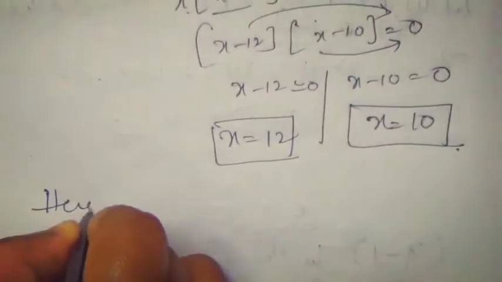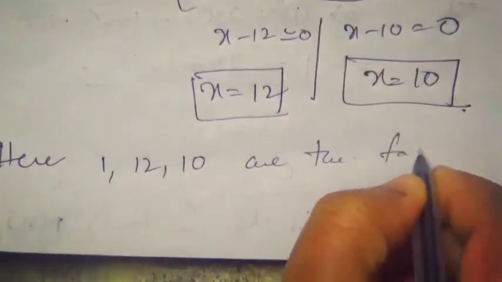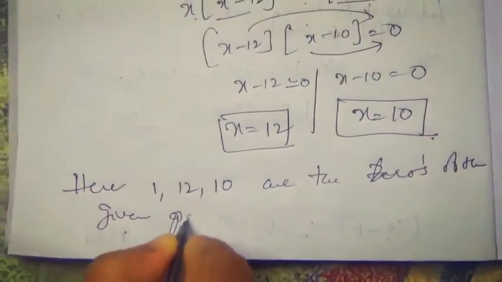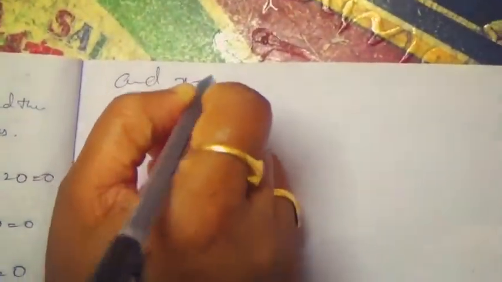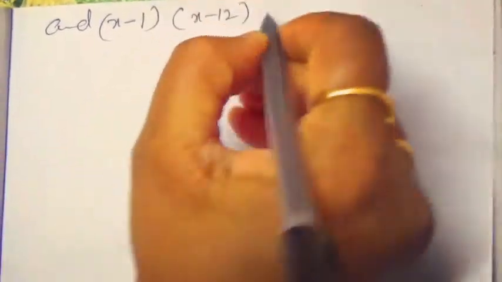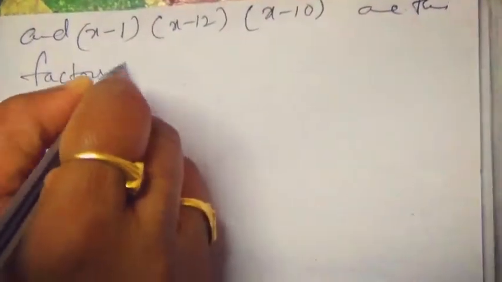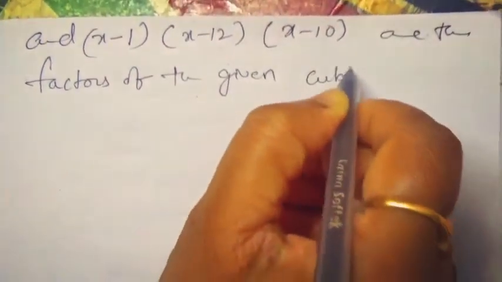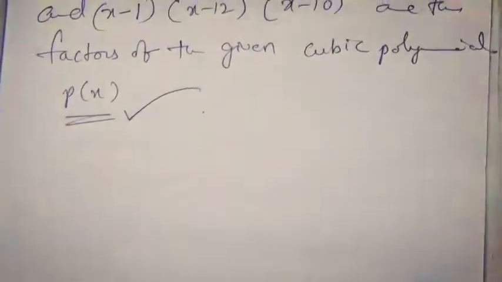So here 1, 12, 10 are the zeros of the given polynomial, and x minus 1, x minus 12, x minus 10 are the factors of the given cubic polynomial p of x. Okay, so here we finish with this sum.